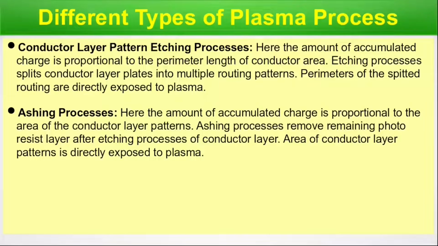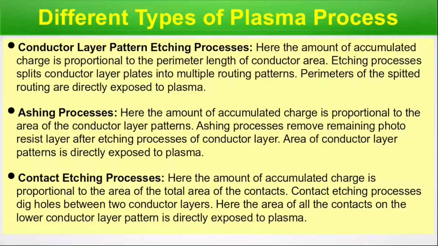Next, ashing process. Here, the amount of accumulated charge is proportional to the area of the conductor layer pattern. Ashing process removes remaining photoresist layers after etching processes of a conductor layer. Area of conductor layer pattern is directly exposed to plasma. Can you spot the difference? In the first one, the perimeter was exposed to plasma. Here, the area is exposed to plasma.